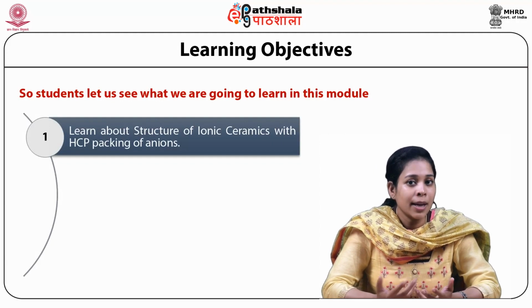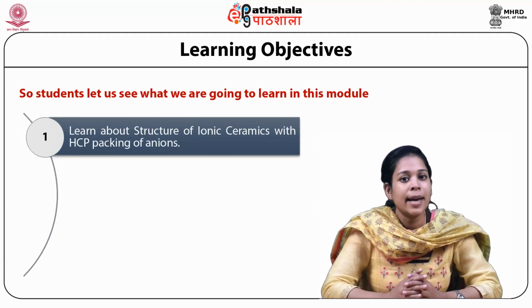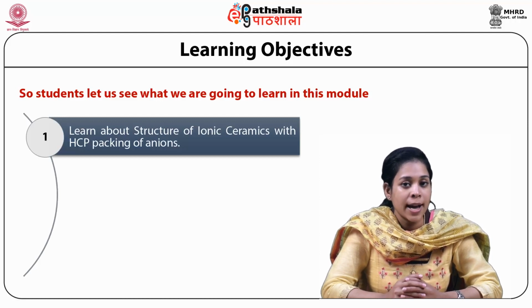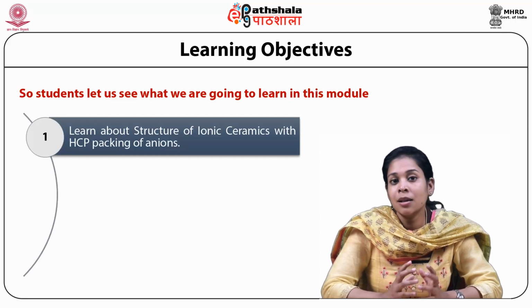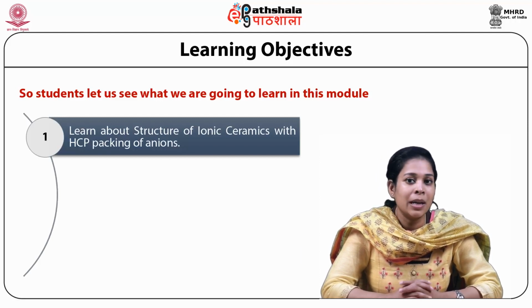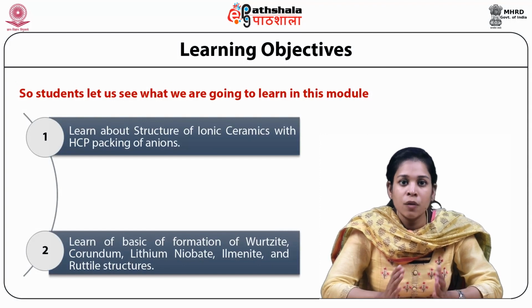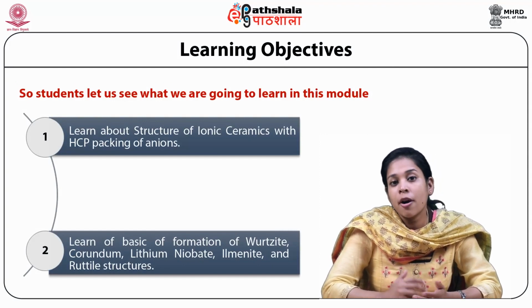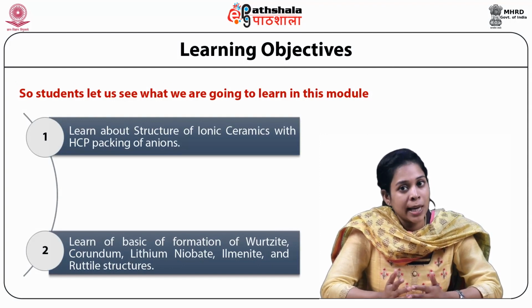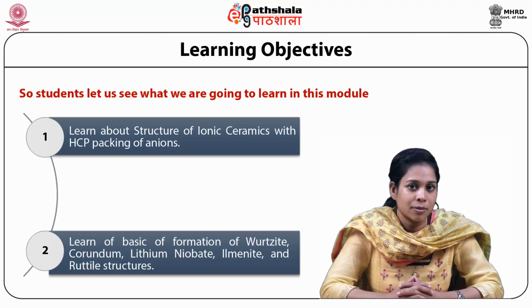So we will be learning about the structure of ionic ceramics with HCP packing of ions, that is hexagonal close packing of anions. Next, we will be learning about the basis of the formation of wurtzite structures, corundum structures, and the structures like lithium niobate, ilmenite structures, and rutile structures.